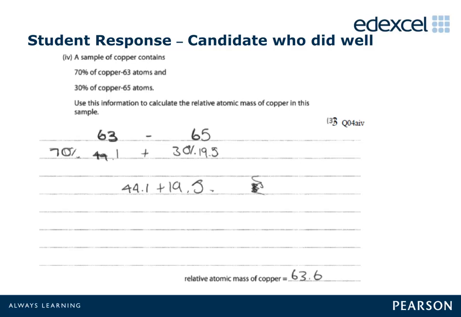This answer is not as straightforward as on the last slide. Here the candidate has calculated 70% of 63 to give 49.1, and 30% of 65 to give 19.5. Then added these 2 numbers together to give the final answer of 63.6 to score all 3 marks.